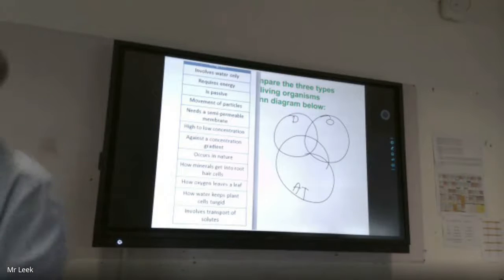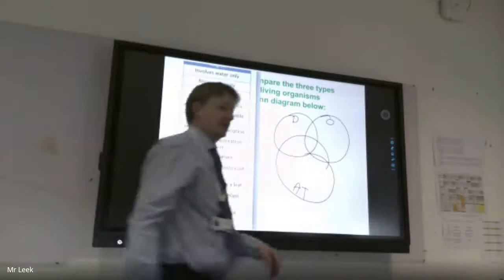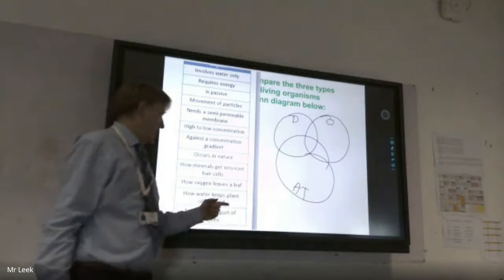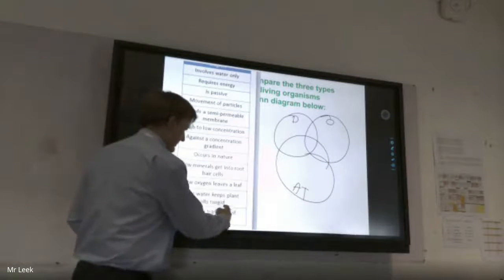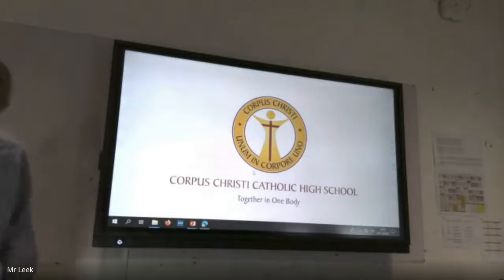Turgid means swells up, right? So turgid, the one here, means swells up.